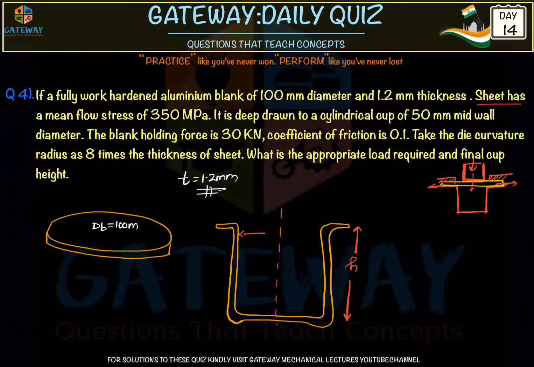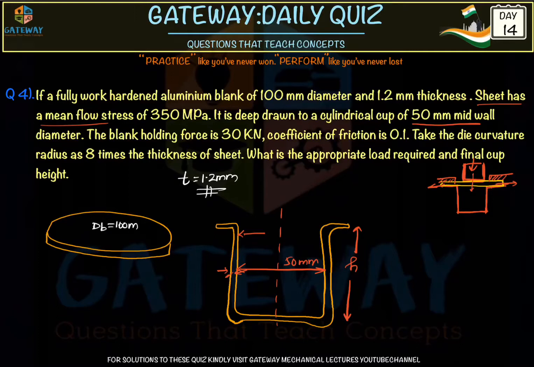Okay, the sheet has a mean flow stress of 350 megapascals. The mean flow stress value was given in the question, 350 megapascals, and it is deep drawn to a cylindrical cup of 50 mm mid-wall diameter, because in the mid-wall section we have the average diameter. So this is our mid-wall, and the diameter was given as 50 mm at the mean wall. At the mean wall we'll be calculating the diameter. It is given as 50 mm.